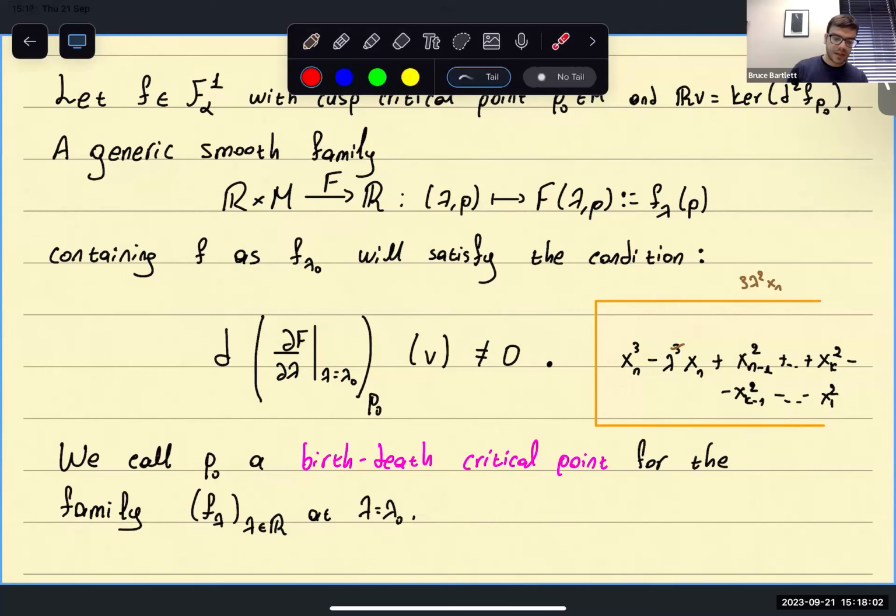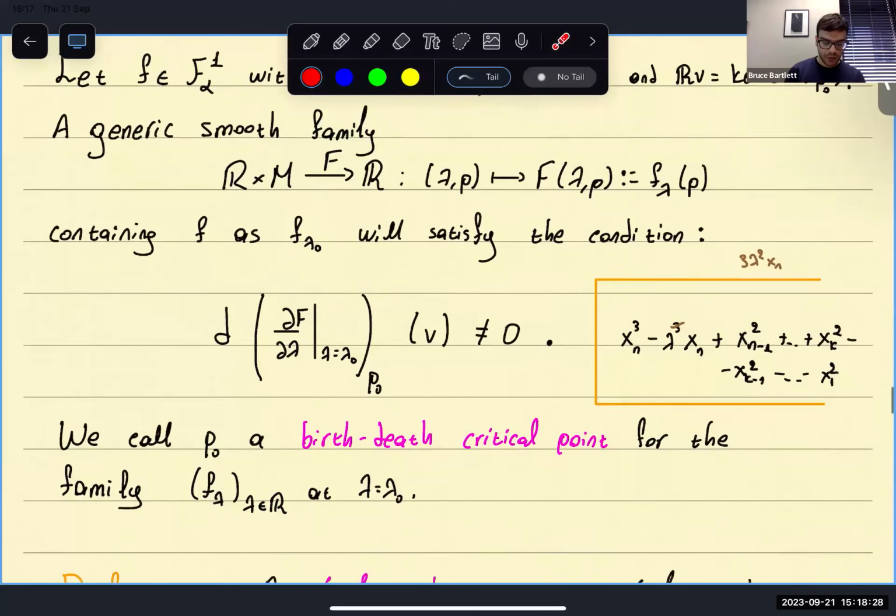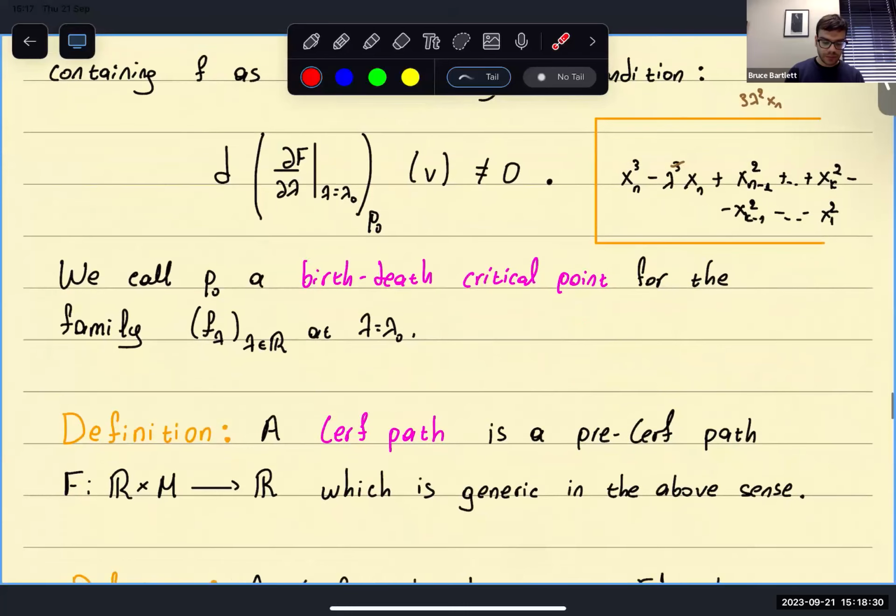Yeah, that's a very nice, natural extra genericity condition that we now impose on paths. Good. And a critical point which is a cusp critical point that shows up in a path of smooth functions that further satisfies this genericity condition is what we'll be referring to as a birth-death critical point for the family, for the path.